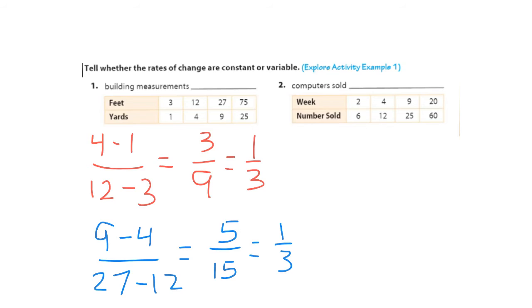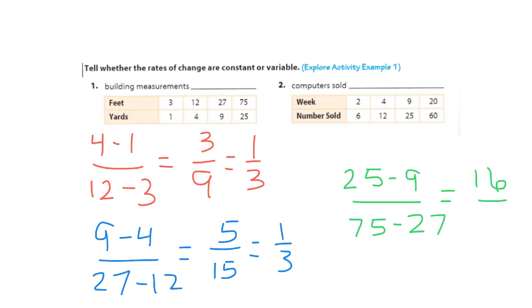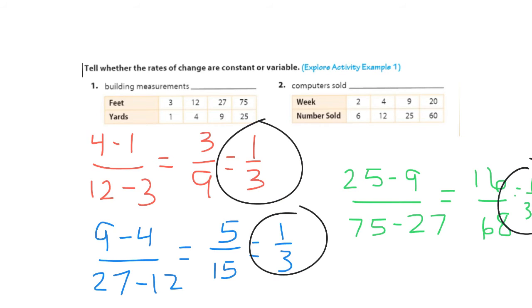The last one, we're going to take 25 minus 9 and 75 minus 27. So 25 minus 9 is 16. And 75 minus 27 is 48. Reduce it, and it's 1/3. So since all of these rates of change were the same, I'm going to say the first one is constant.